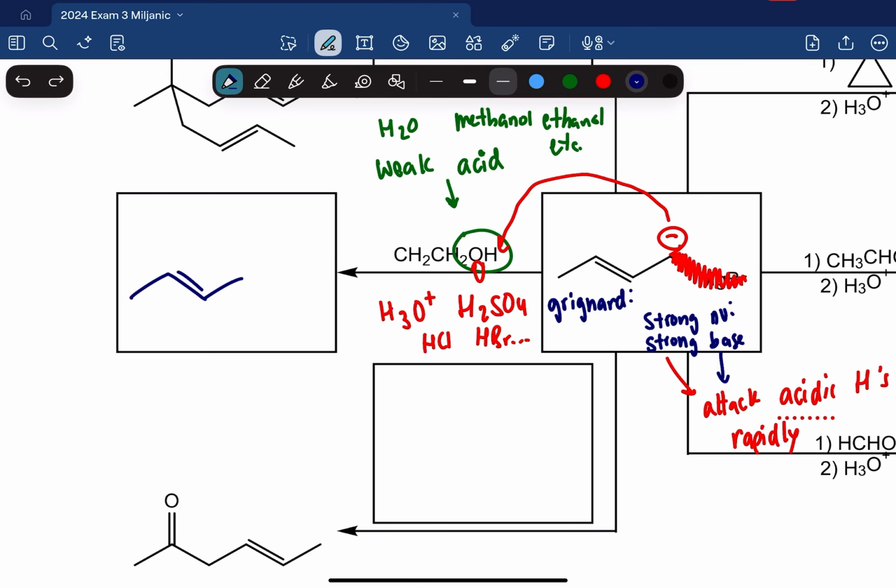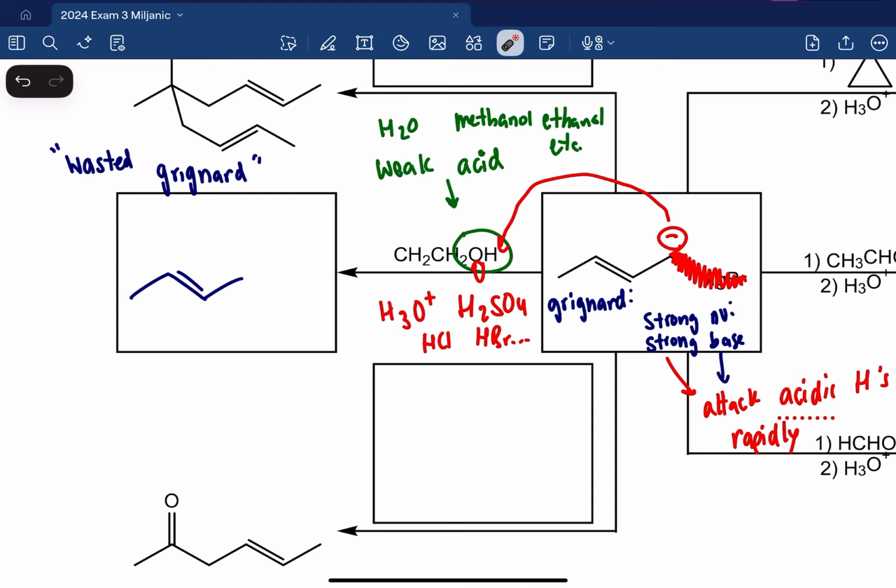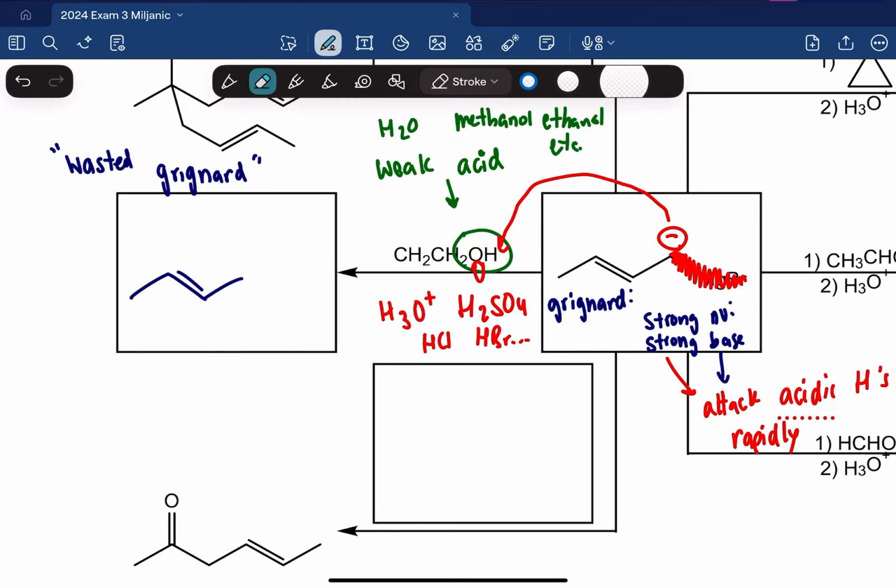So this is essentially a wasted Grignard, because you basically did nothing. You just protonated it, where normally you would use the Grignard to attach something. That being said, it's not the end of the world. You basically formed a new compound, so good job.